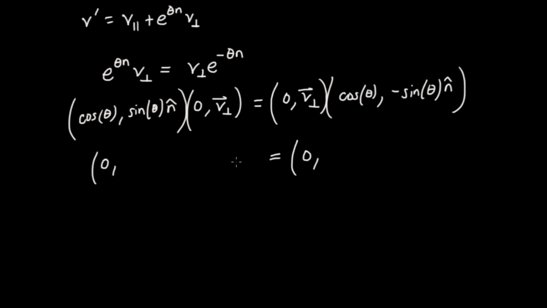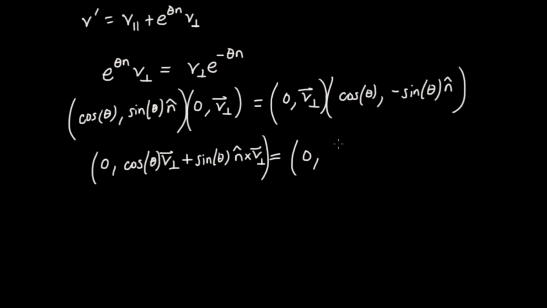Now the new vector part, I'm going to have cosine theta times v perp. I'm going to have 0 times this vector here, which is just 0. Then finally I'm going to have plus the cross product between this vector and this vector, which is going to be sine theta times n cross v perp. And that's the new vector part of the left-hand side, this whole thing.